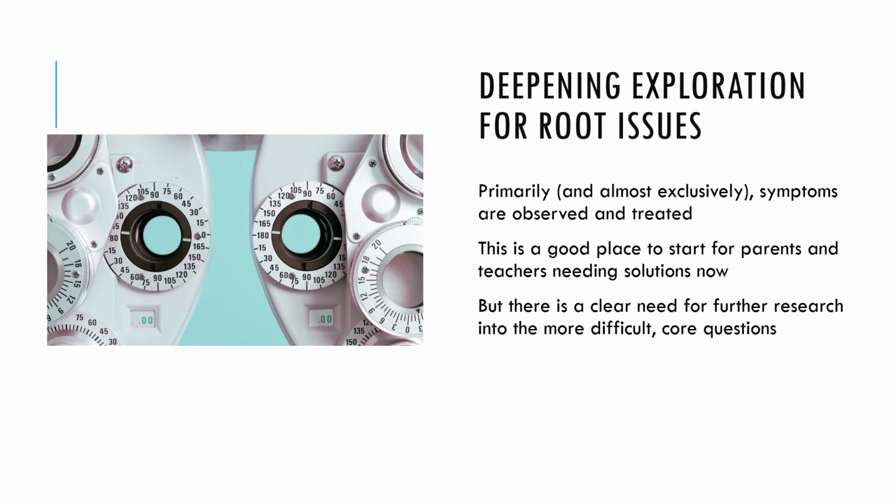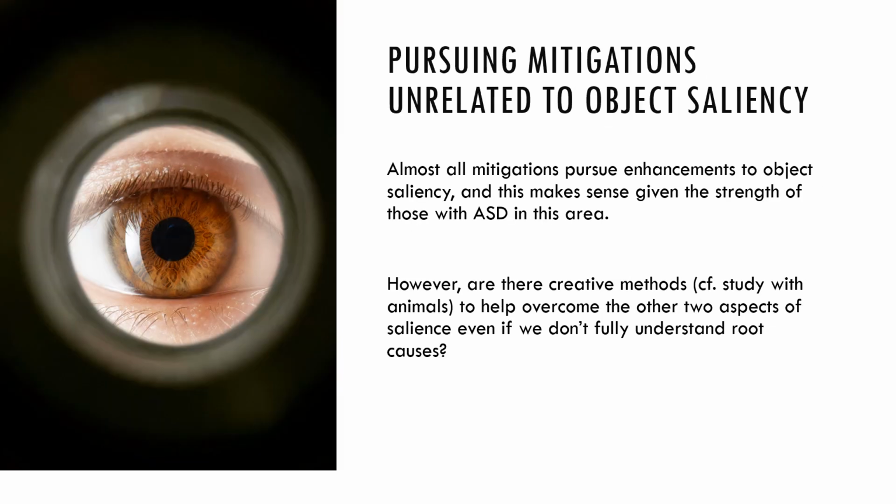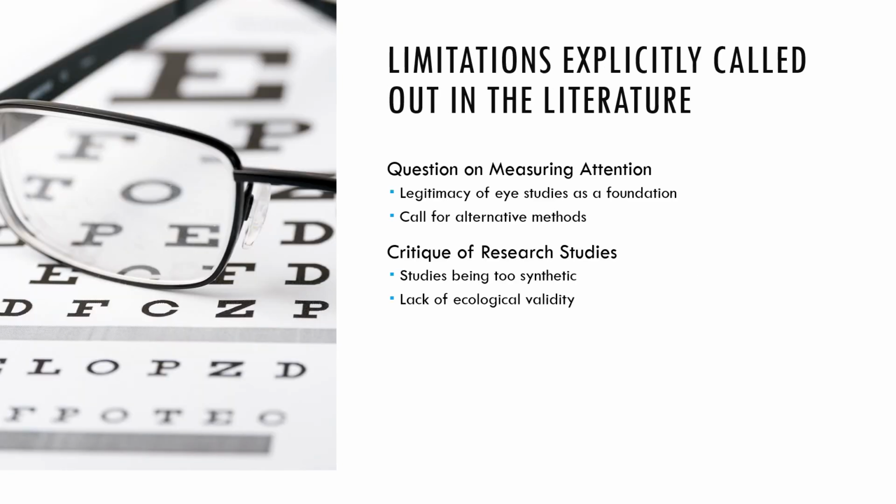Also, the research avoids, almost studiously, root issues for why these differences exist, and that's another area that really should be further pursued. In addition, the mitigations were all related to object saliency, since that's the strength of students with ASD, but there might be creative ways to overcome issues with social or top-down observer goal saliency, and these need to be pursued further. And finally, there are some limitations that are explicitly called out in the literature.